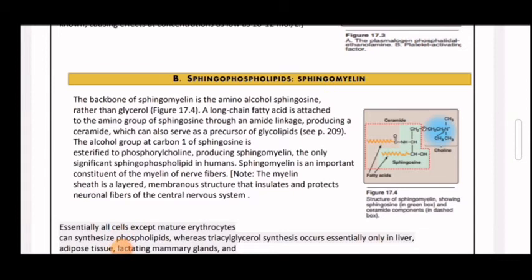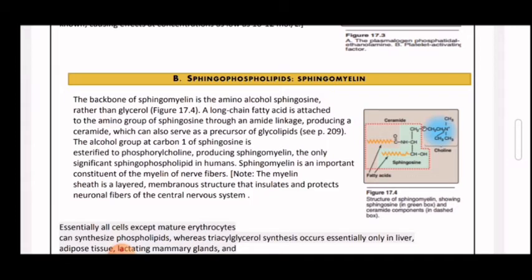Sphingomyelin, the second type of phospholipids. The only significant sphingophospholipid in humans is sphingomyelin. The sphingomyelin consists of amino alkyl sphingosine, which acts as a backbone, unlike glycerophospholipids where glycerol is the backbone.